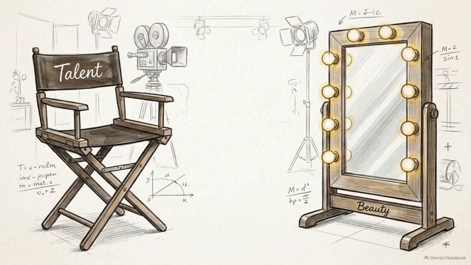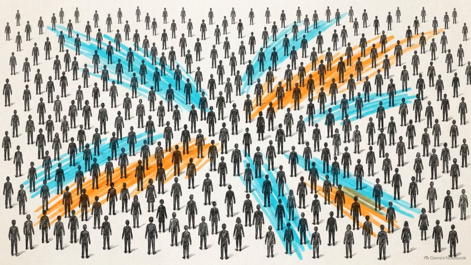To see how this works in practice, imagine a scenario where acting talent causes someone to become a celebrity, and extreme physical beauty also causes someone to become a celebrity. In the general population, talent and beauty are completely independent traits. But watch what happens if we control for the collider by restricting our dataset to analyze only famous actors.